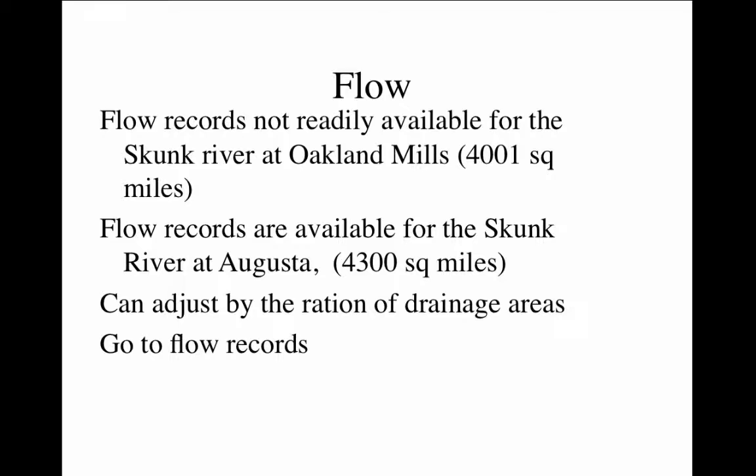One of the things I discovered is that flow records are not readily available for the Skunk River at Oakland Mills, which is 401 square miles. But they are readily available for the Skunk River at Augusta, just a little further downstream, and that's 4,300 square miles. So we can adjust the figures for Augusta to Oakland Mills using the ratio of the drainage areas of 4,000 to 4,300. In this example, we're just going to use the numbers at Augusta, and it'll be a little overstated.